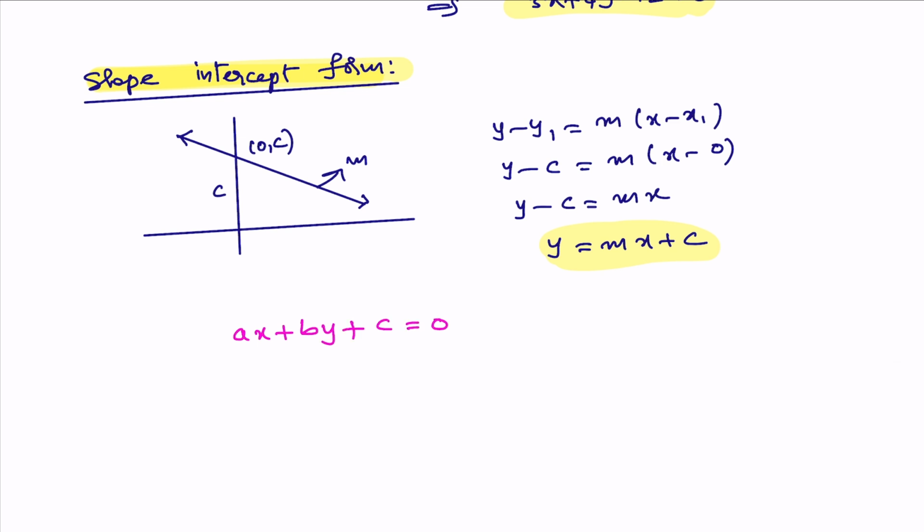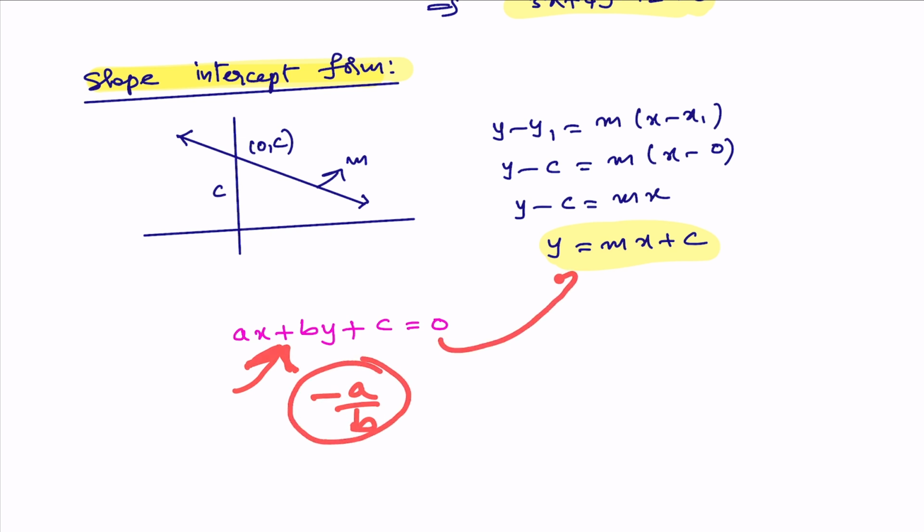One x term will be there, one y term will be there, one constant term will be there. What is the slope of this line? Minus a by b. Minus x coefficient divided by y coefficient. Actually, we got this formula from this only.